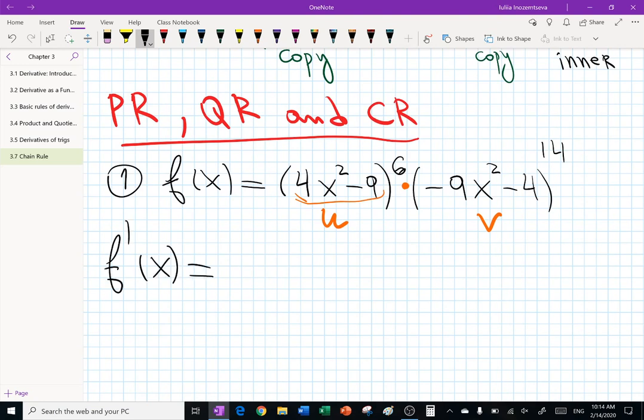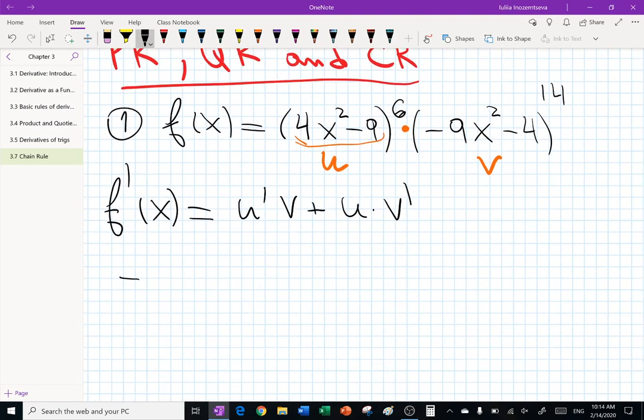U times V says differentiate the first function, or the second one, you choose the order. I like starting differentiating right away, so I want to do U prime V plus U V prime. That's my notation. You don't have to have the same notation. What is U prime? Who knows now? 6 goes down. Yes.